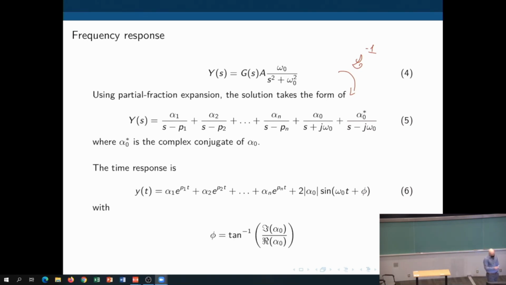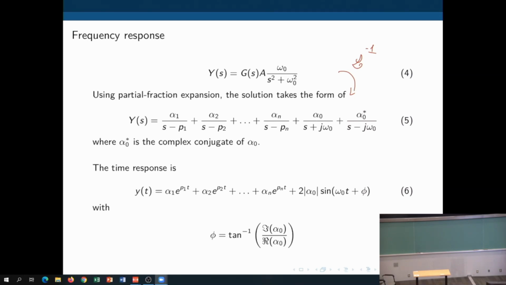And the input function now, omega 0 divided by s squared plus omega 0 squared, only has imaginary poles. Now we have a combination of real poles and purely imaginary poles. Real poles coming from the transfer function, purely imaginary poles coming from the excitation input. To take the inverse Laplace transform, you're going to now have to split this into partial fractions.